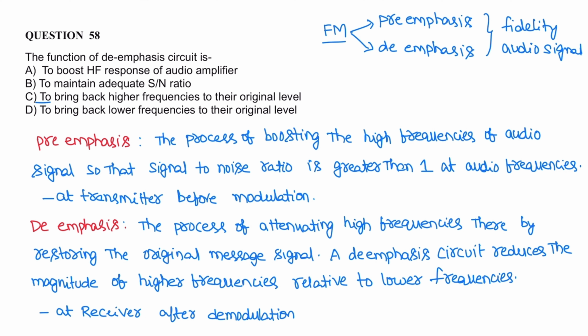The definition of pre-emphasis is it is a process of increasing the signal strength at higher frequencies so that signal to noise ratio is maintained at all frequencies. De-emphasis is exactly reverse process of pre-emphasis. It is a process of attenuating. Pre-emphasis is boosting and de-emphasis is attenuating, decreasing the high frequencies, thereby restoring the original message signal. So correct option is C. De-emphasis means it is a process to bring back the higher frequencies to their original level.